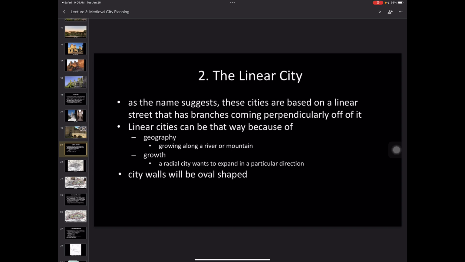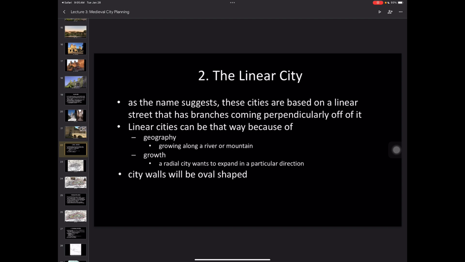So if you do need to go along a ridge or a river, you want to get as much of the town on the river as possible, so you might develop it into a line. Or if you have a ridge, right, you can't really spread out in a certain direction, so you just kind of have to spread along the edge of it.